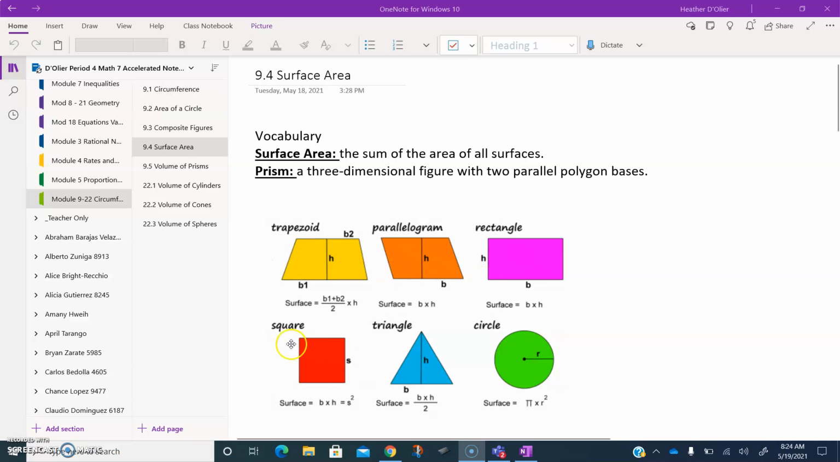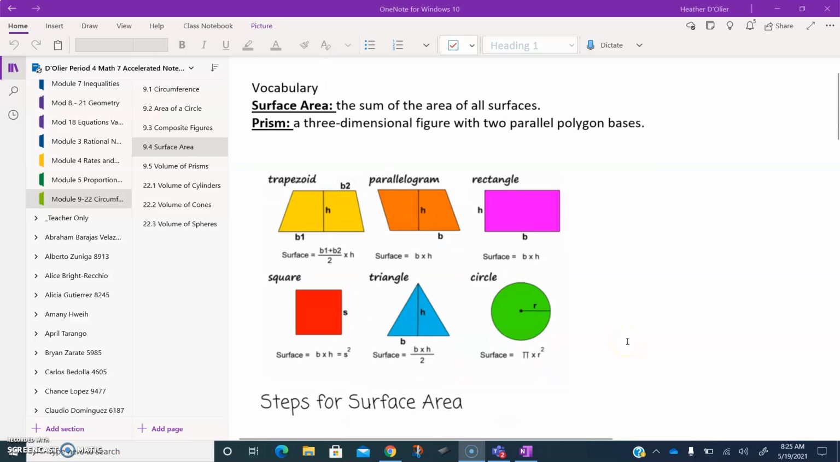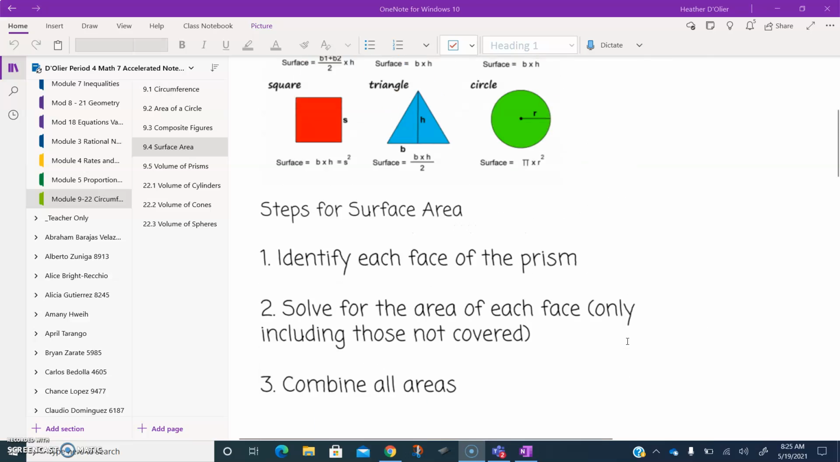I have some area formulas here to remind us. The only thing I want you to know is a circle is not a polygon, so we are not finding the surface area of cylinders. But we are finding them of trapezoidal prisms, parallelogram prisms, rectangular prisms. We would just call the square type a rectangular prism, and triangular prisms, not cylinders. The formulas are right there.